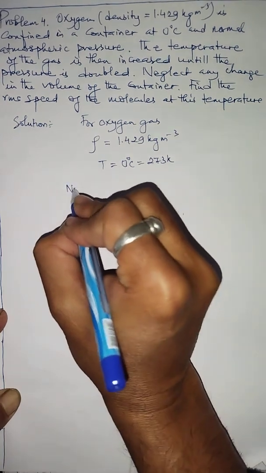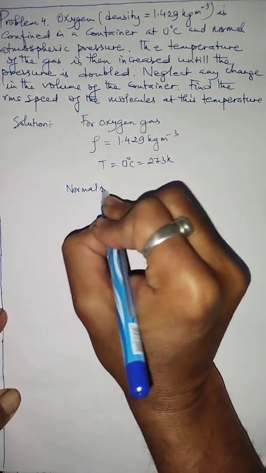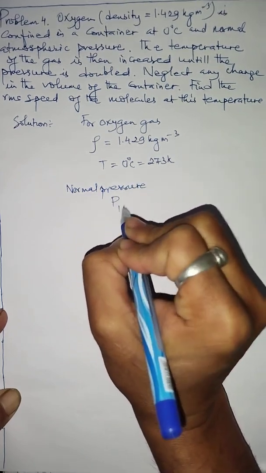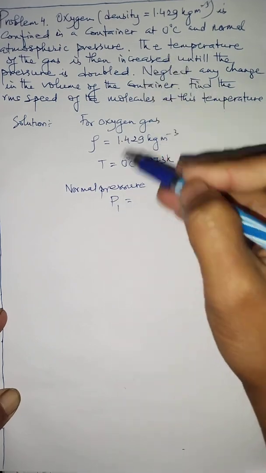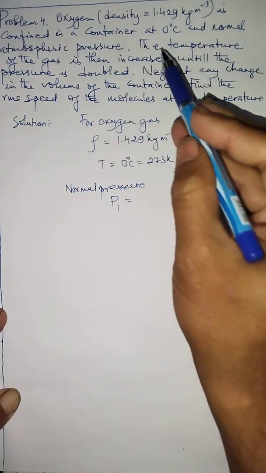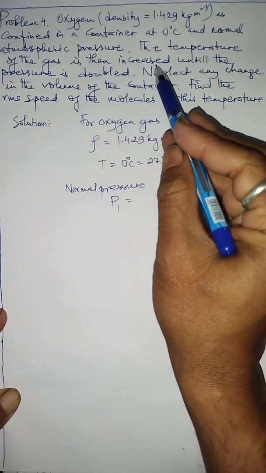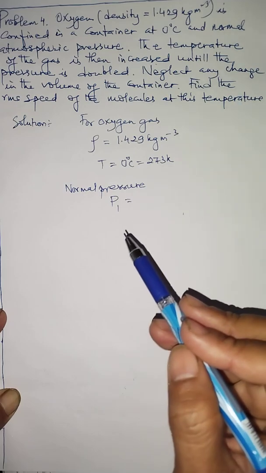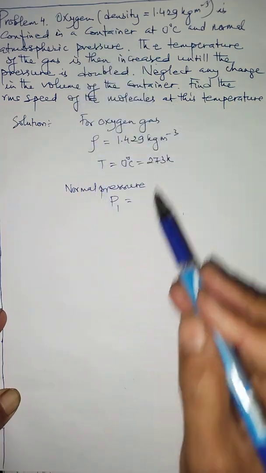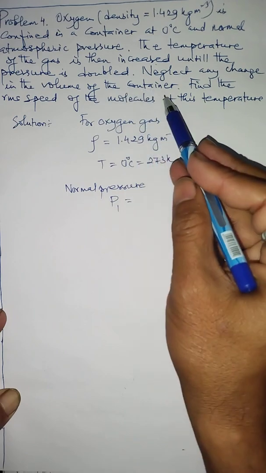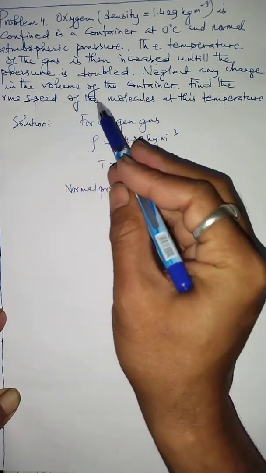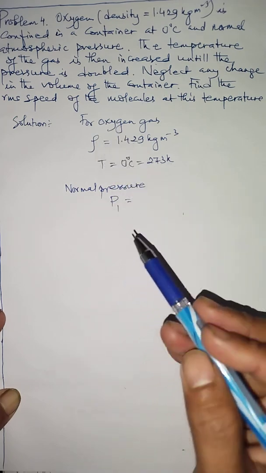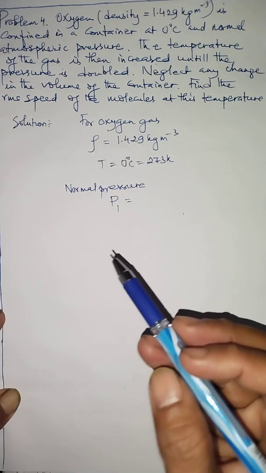So what is given out here? The normal pressure. Let me mark it as P1. Now why am I marking P1? Because in the question it is said that the temperature of the gas is then increased until the pressure is doubled. So when the temperature of the gas increases, the pressure is also doubled. Neglect any change in the volume of the container. Find the RMS speed of the molecules at this temperature. So you have to find the RMS speed of the molecules at the temperature.